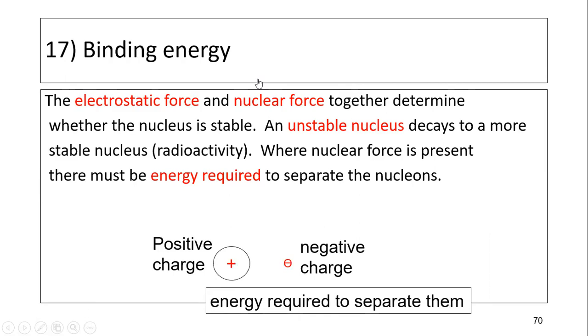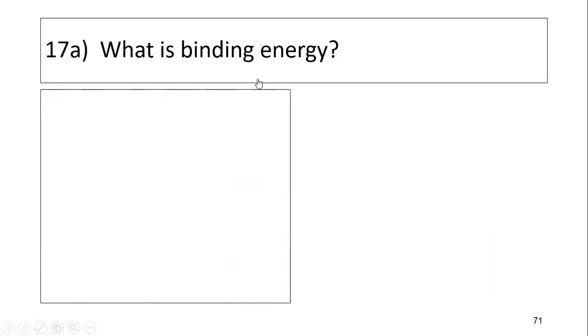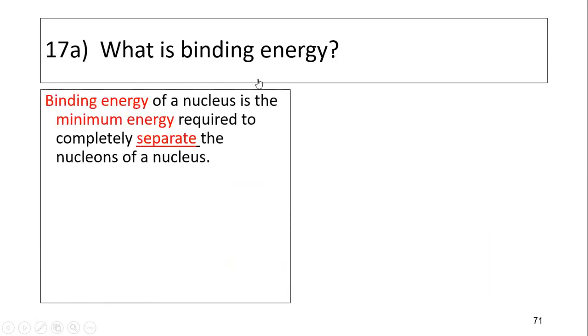Just as an example, positive and negative charges attract each other. So to separate them, we must supply energy, to do work to pull them apart, because the force is attractive. So the binding energy of a nucleus is the minimum energy required to completely separate the nucleons of the nucleus. The idea of completely separate means you move them to infinity.